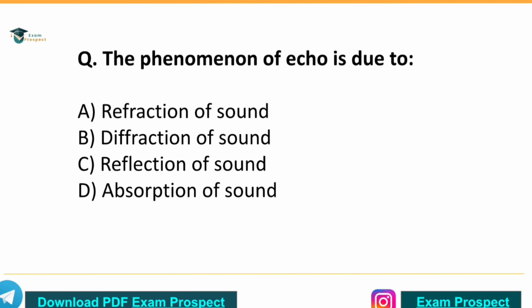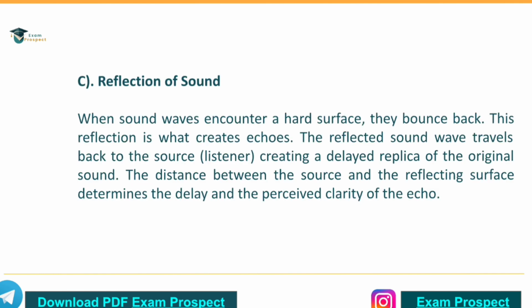Next question, the phenomenon of echo is due to? The correct answer is option C, due to reflections of sound. Here, when sound waves encounter a hard surface, they bounce back, and this reflection is what creates echoes. The reflected sound wave travels back to the source, or we can say the listener, creating a delayed replica of the original sound. And the distance between the source and the reflecting surface determines the delay and the perceived clarity of the echo.